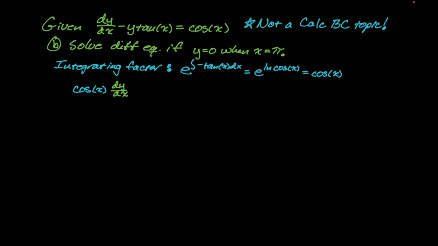times tangent, which is sine over cosine. If I multiply that by cosine, the cosines cancel, so I just get minus y sine of x. And then on the right-hand side, I'm going to get cosine squared, right? Because I'm multiplying by cosine.